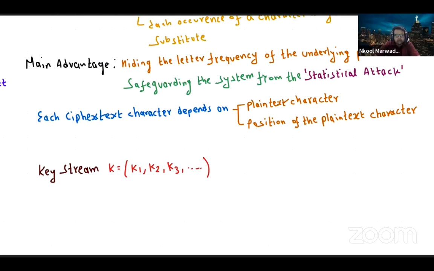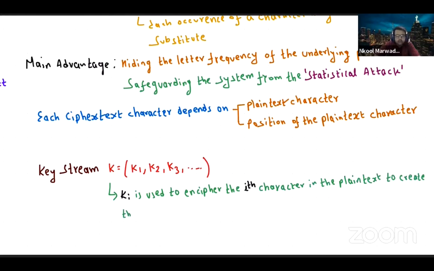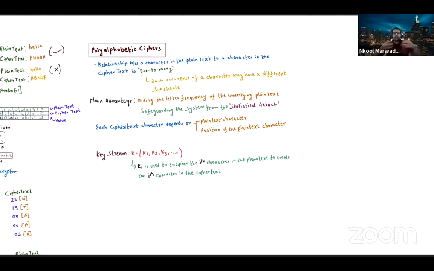So what we can say here is that this ki, let me write it, this ki is used to encipher the ith character in the plain text, to create the ith character in the cipher text. So this is the idea. Okay. So now we got a basic idea about the basic properties of polyalphabetic ciphers. Now we will discuss some different types of polyalphabetic ciphers, like some examples.